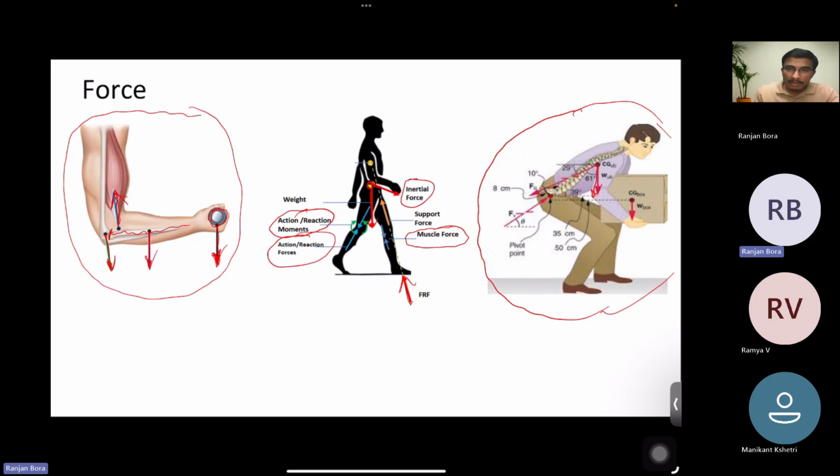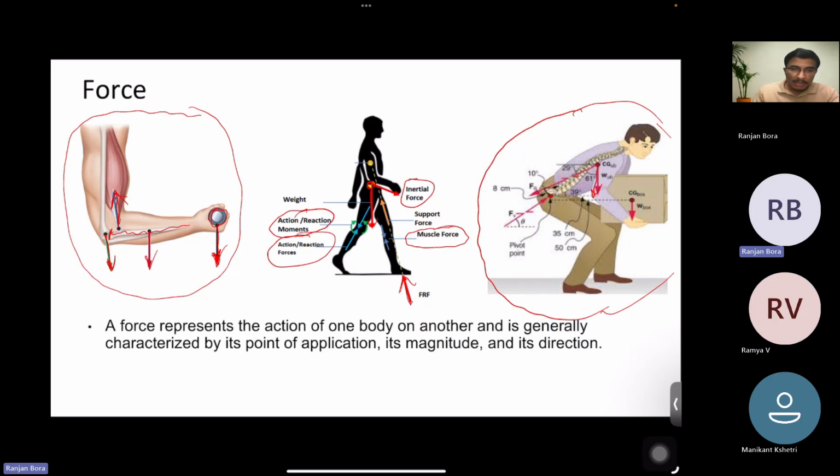So what is the definition of force? The definition of force is: a force represents the action of one body on another and is generally characterized by its point of application, magnitude, and direction. So force is a quantity which requires two bodies. On a single body there is no force acting.